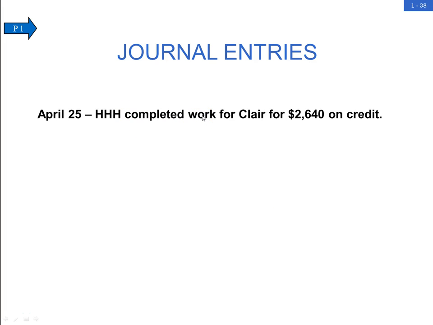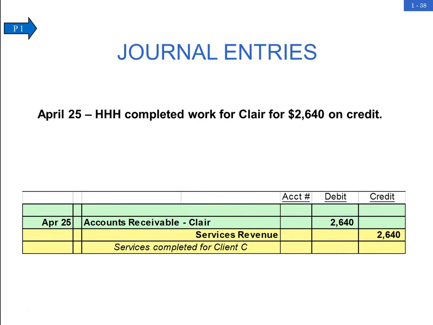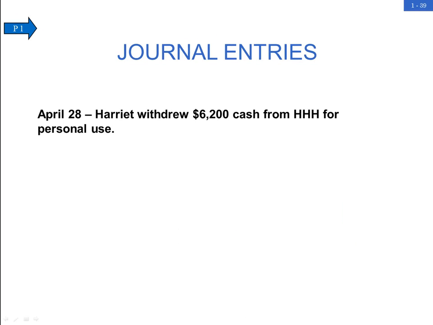That means we've earned it. That means it is revenue. We are going to credit the revenue to show an increase in revenue, and of course we did not receive cash, but Claire owes us the money, so we would debit the accounts receivable to show an increase in the receivable amount. On April 28th, Harriet withdrew $6,200.